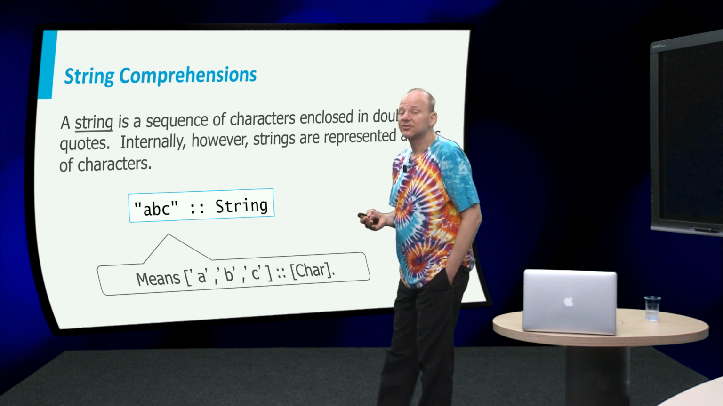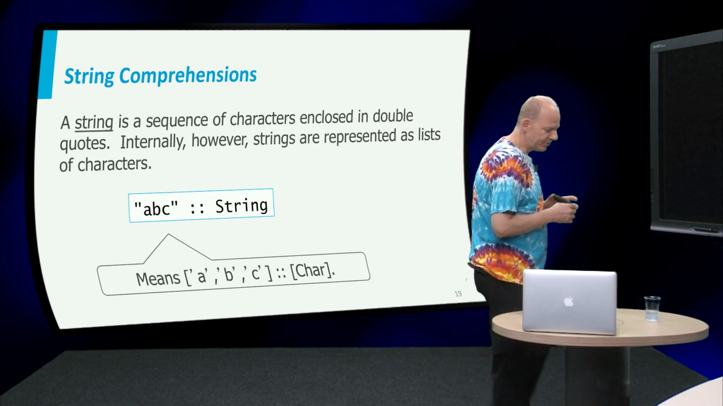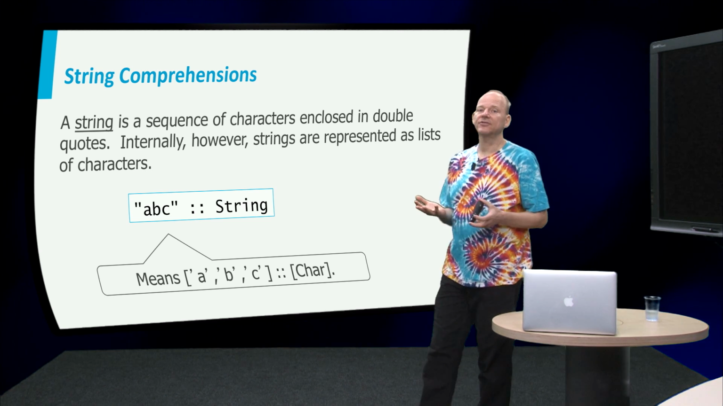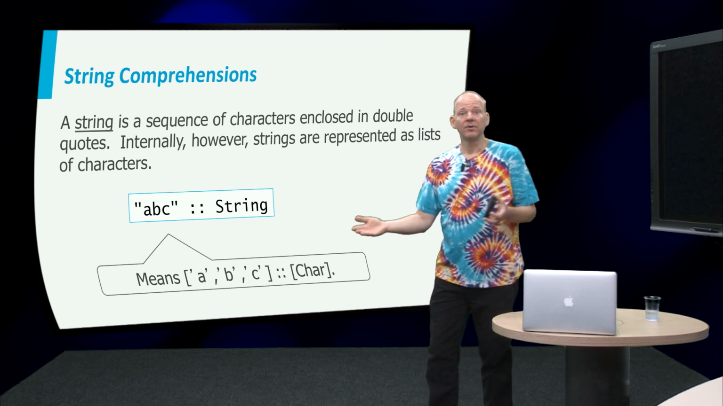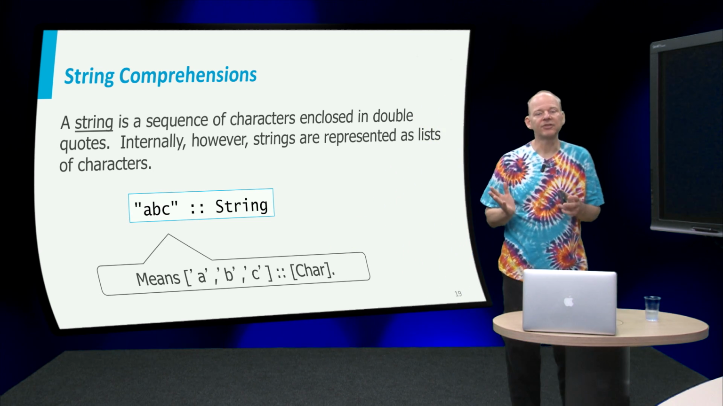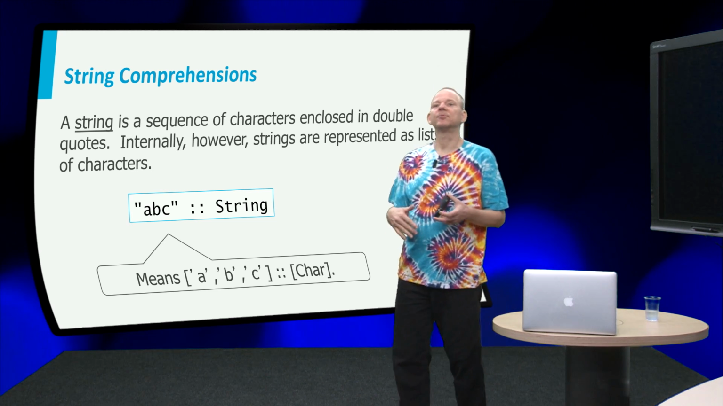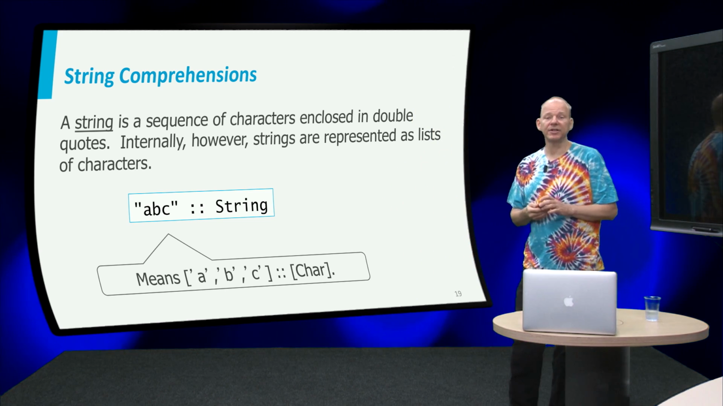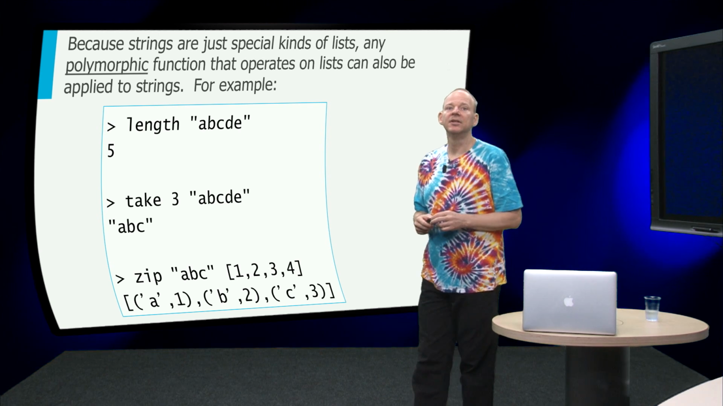In Haskell, strings are nothing more than syntactic sugar for lists of characters, which means that you can use comprehensions over lists as well. So for example, here's the string ABC, which is really nothing more than the list of characters A, B, and C. And hence, all operations on lists, including comprehensions, but also map, filter, foldr, all the list operations that we will see will work over strings.